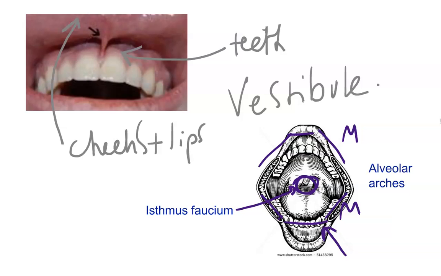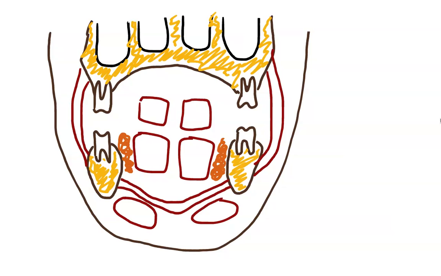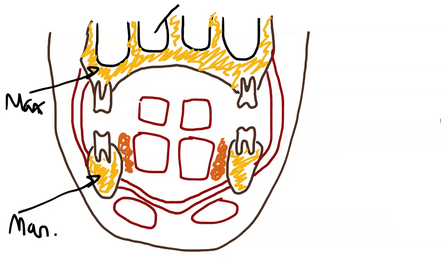The floor is soft tissues and the roof is the hard and soft palate. The hard palate is the front and the soft palate is the bit at the back of the roof. This is a coronal cross-section of the mouth, with the maxilla and the mandible shaded in yellow. Up here is the nasal cavity, and these are the maxillary sinuses.